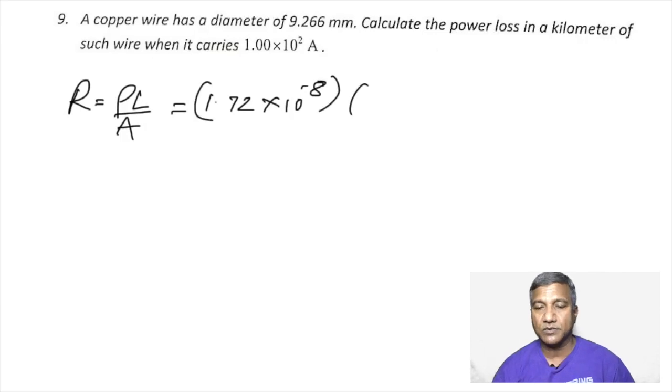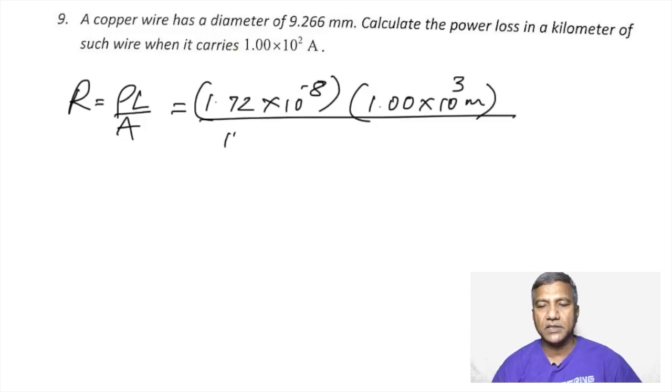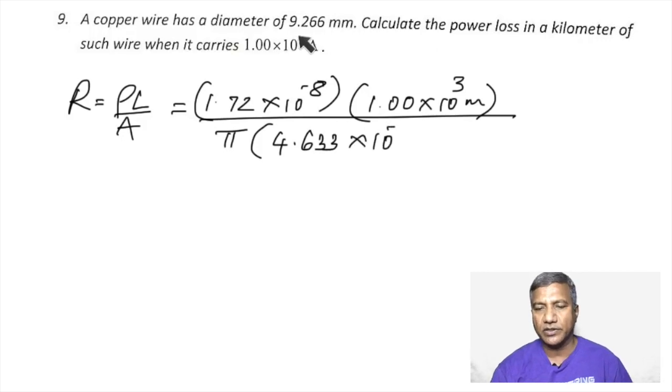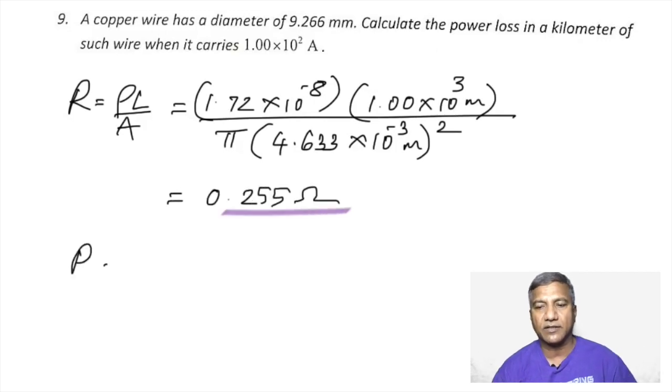Rho is the resistivity of copper, which will be given. And then the length is 1000 meter. Area of cross section is pi r squared. Pi times radius squared. So I've taken half of the diameter and changed it to meters. That's why you see the 10 to the negative 3.